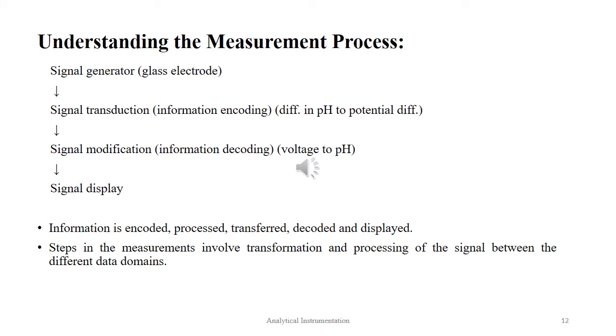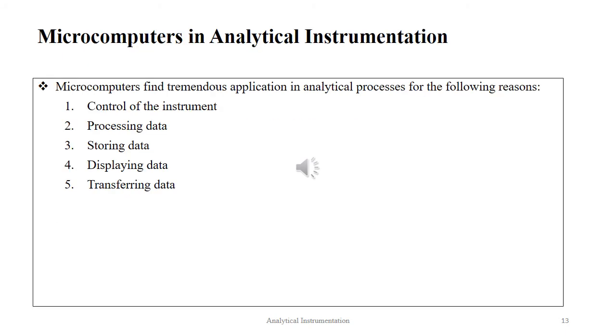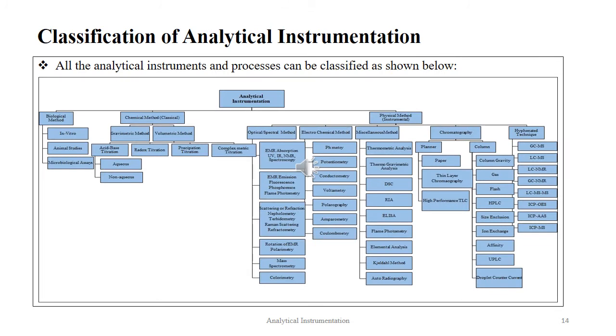between different data domains. Microcomputers find tremendous application in analytical processes for the following reasons: control of the instrument, processing data, storing data, displaying data, and transferring data. The figure below represents an exhaustive classification of all analytical instruments.